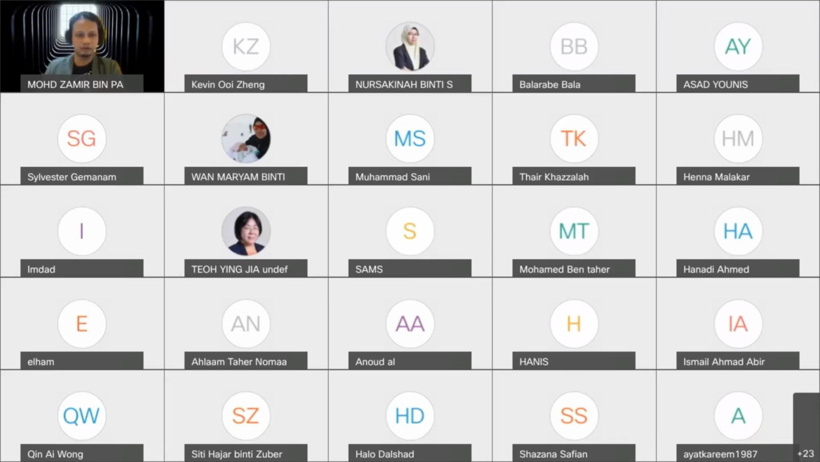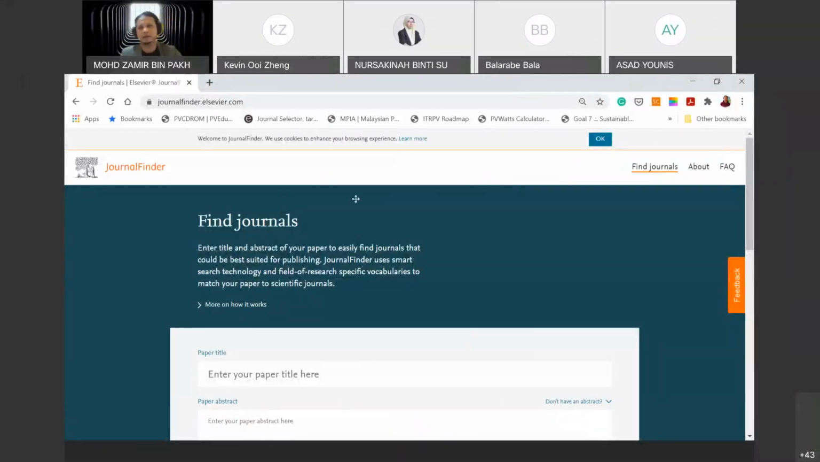Okay, let me search the journal finder and share the screen. Yeah, give me a few seconds. Journal finder, Elsevier. Okay, cool. Okay, let me share my screen. Hold on. All right, can you see my journal finder? Is it visible on your screen? Okay, good.